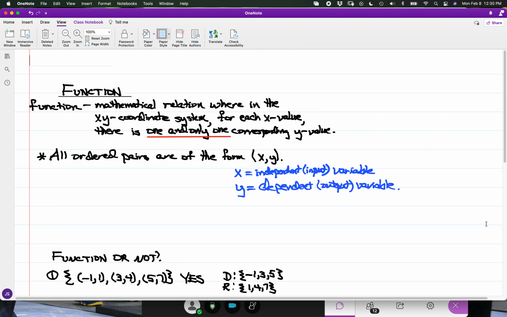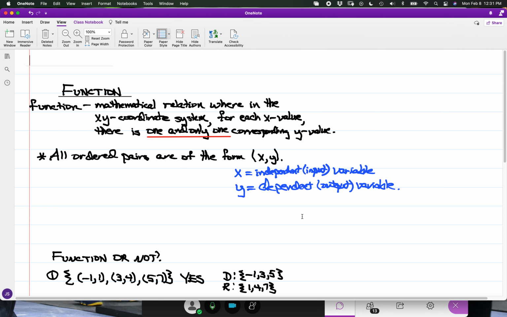And we have, again, with functions, a function is a mathematical relation where if you have an xy coordinate system, it's going to follow that for each x value, which is going to be the independent or input variable, there's going to be one and only one corresponding y value. And the y value is going to be the output or dependent variable. Okay, so for each x value, for each input, there's only one corresponding output.